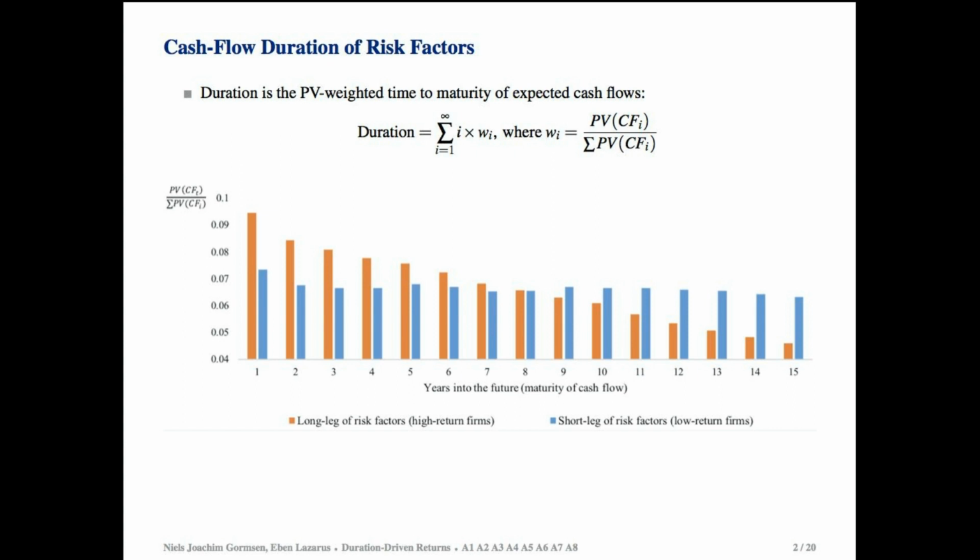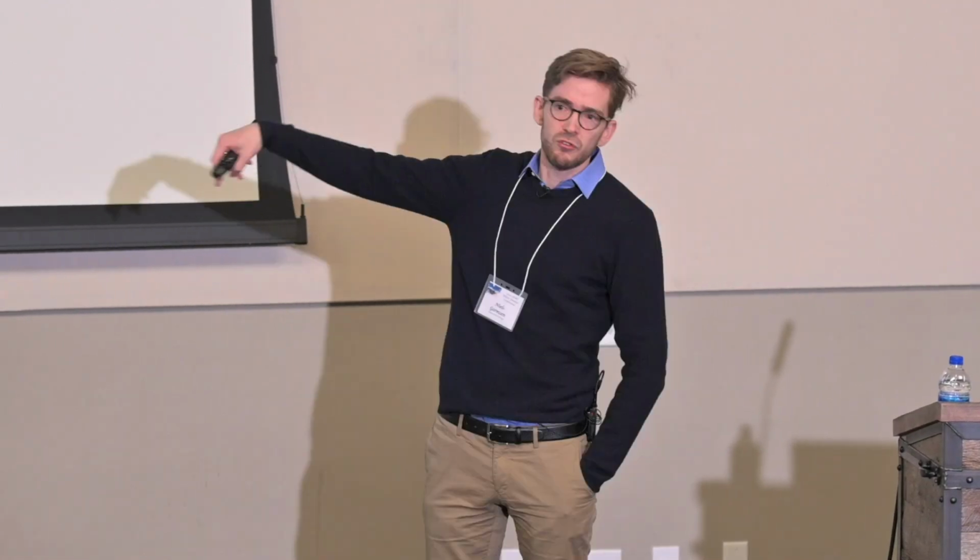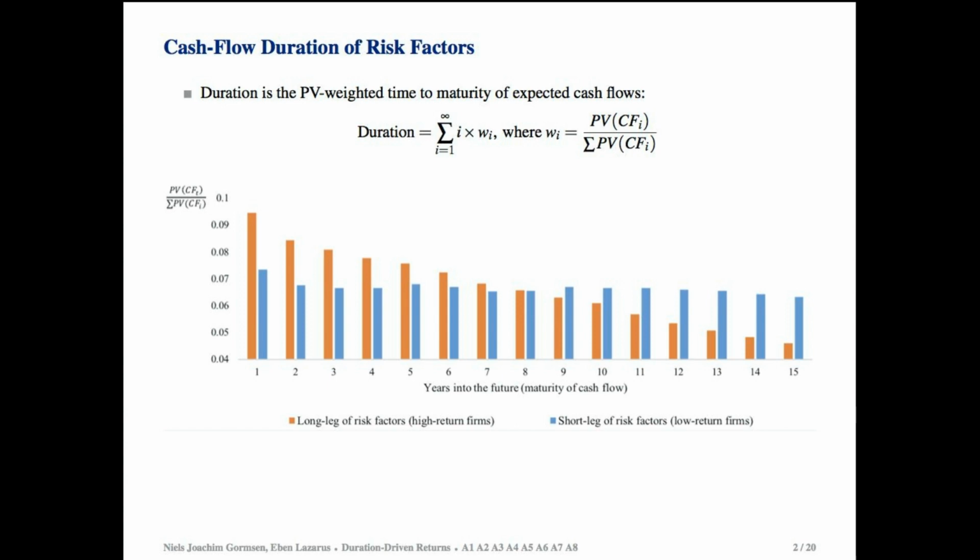And what you can see is that the firms in the long leg of the risk factor generally have a larger weight on the near future cash flows and a relatively small weight on the distant future cash flows, and the opposite is the case for the firms in the short leg of the risk factor. So this is based on an average of all the risk factors, but it also holds for each of the risk factors on their own.